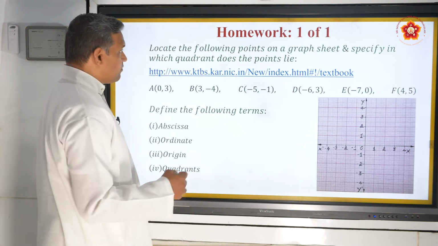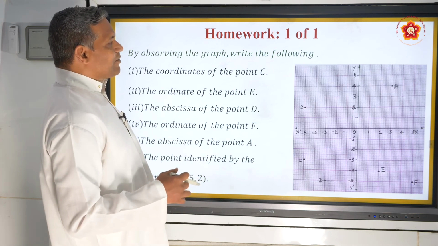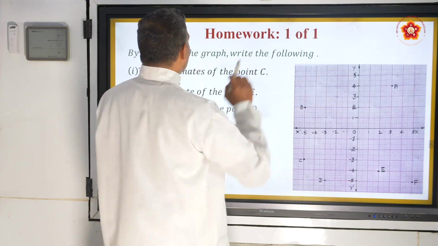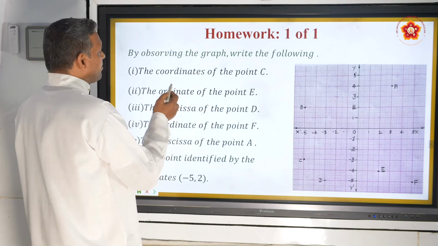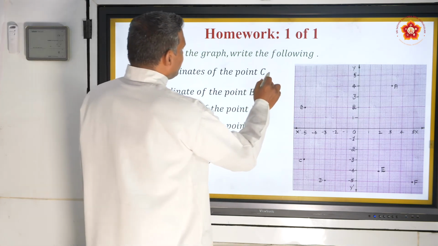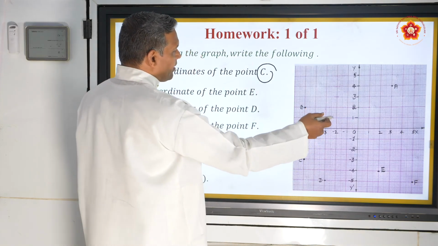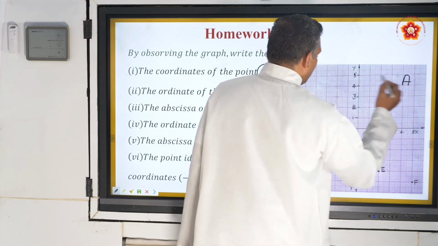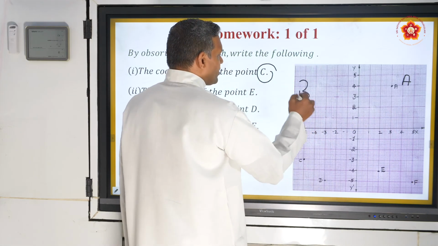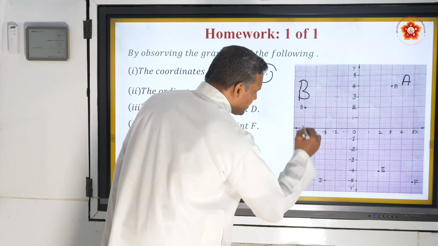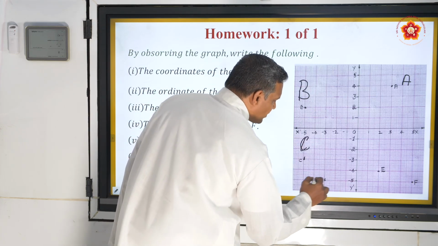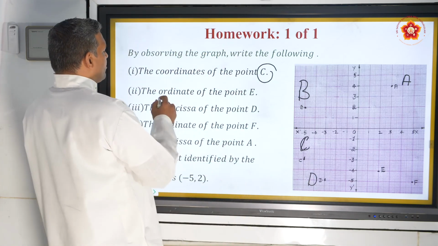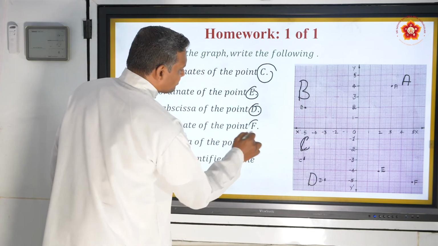Next, one more page of homework. This homework is much more comfortable. By observing the graph, write the following. Once again, see what I am asking: the coordinates of point C. Can you see? This is point A, and this is point B. I am making it big so that you can see it on the mobile. This is point C, and this is point D. These are the points which I have given. You are supposed to find the coordinates of these particular points.